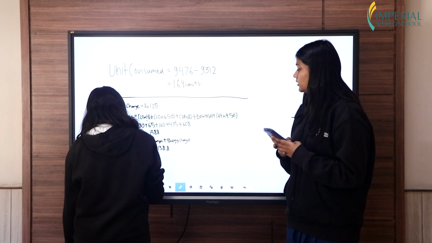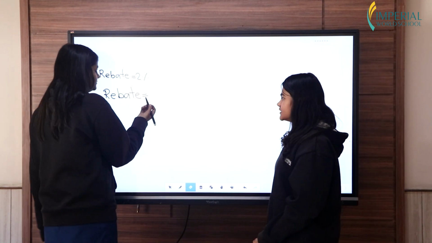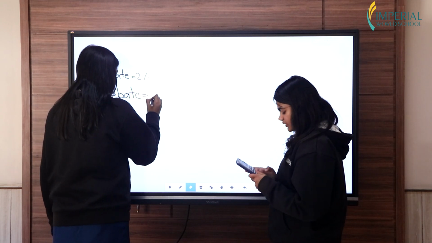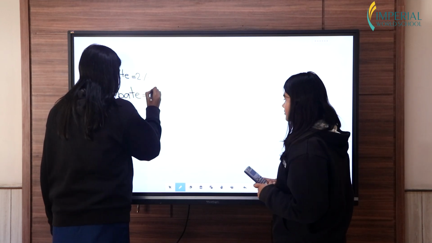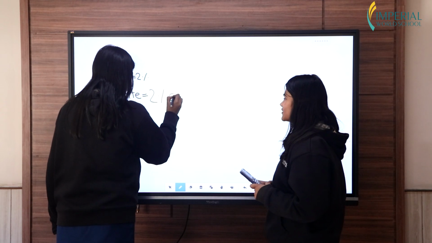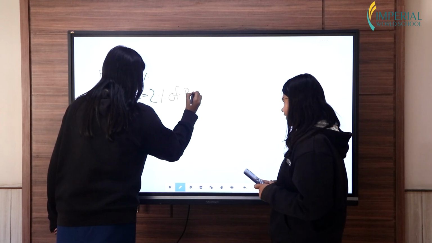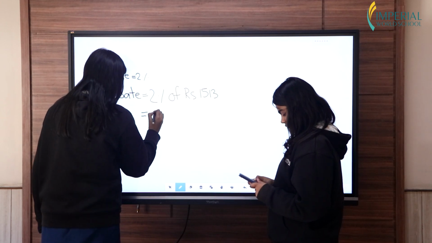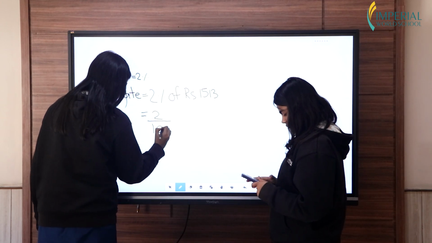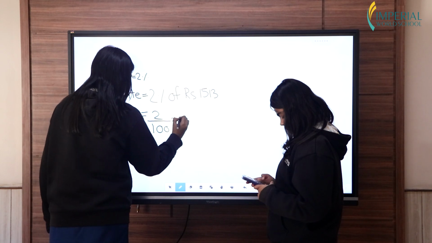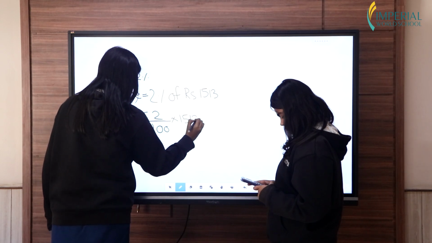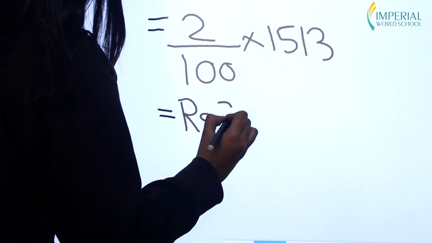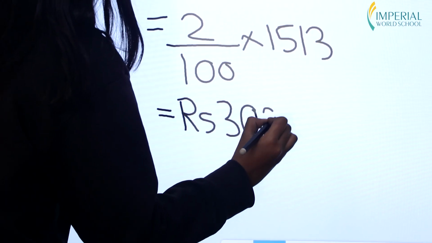So now we will be calculating the rebate amount that we will be receiving next month. So for this, the rebate amount will be 2% of rupees 1,513. Now the rebate amount comes as 30.26 rupees.